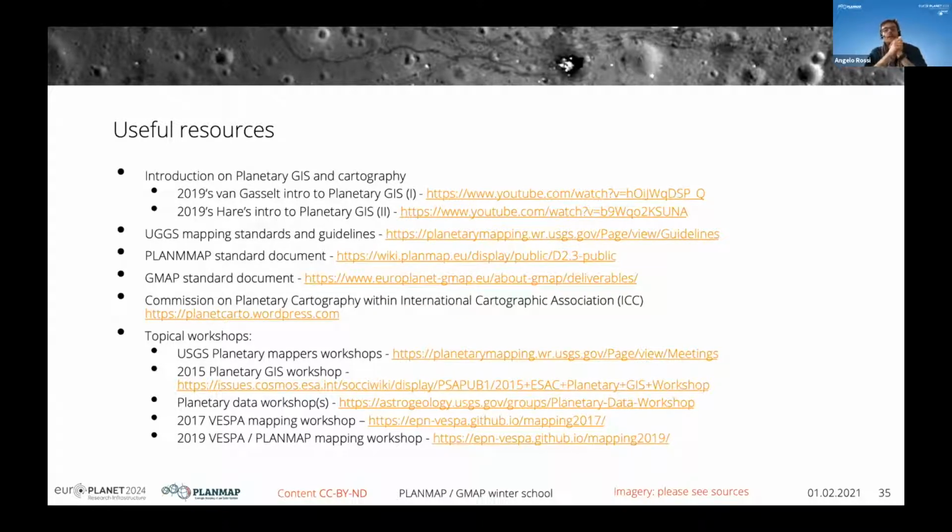Just if you look at the USGS mapping standards and guidelines, the PlanMap one, the GMAP one, there's a lot of reference and things that can help you going ahead. There are also previous workshops, maybe some of them less of a school type, but there is a lot of accessible information, particularly the introductory talks. So I really invite you, apart from looking at the slides, the books, and the papers, to have a look at these resources, because they're available, and I think they will help you get started or keep moving ahead with your mapping project, which I hope you will be able to perform in the next few years.